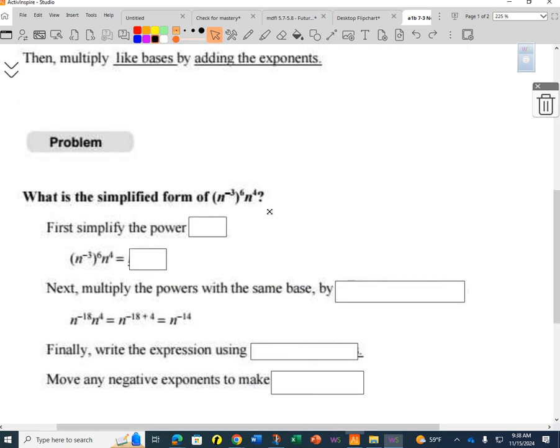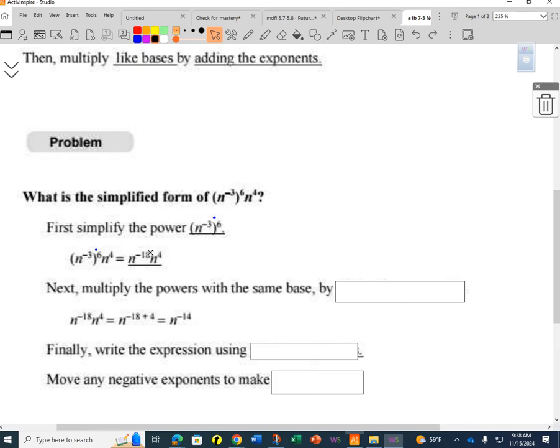So if we have n to the 3rd power raised to the 6th power times n to the 4th power. This is one where you're going to have some like bases times like bases, and then powers to powers. The first thing we're going to do is simplify that n to the negative 3rd raised to the 6th power, because that's the power to a power. And the shortcut for that, remember, is that we multiply. So we're going to rewrite what we have now, n to the negative 18th power times n to the 4th power.